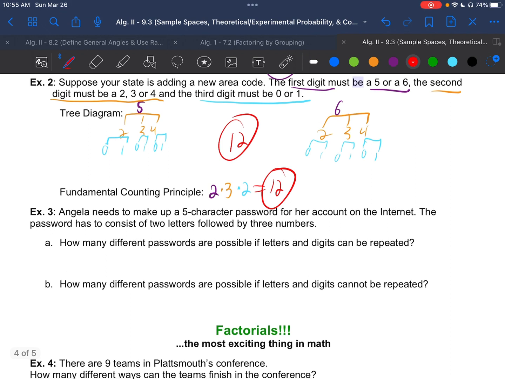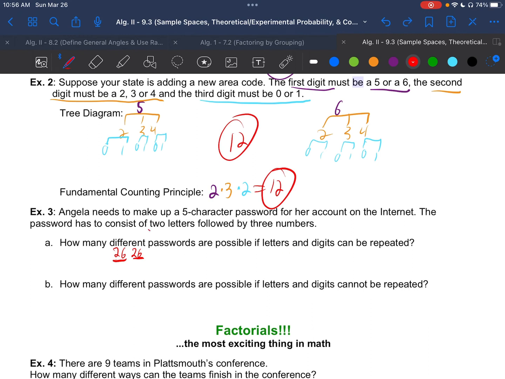Angela needs to make up a 5-character password for her account on the internet. The password has to consist of 2 letters, followed by 3 numbers. So how many different passwords are possible if they can be repeated? Because it has to have 2 letters followed by 3 numbers, the first 2 have to be letters. So the first letter, let's say you pick A. The second letter, you could pick A again. So you have 26 options for your first letter and the same 26 for your second letter because you're not restricted.